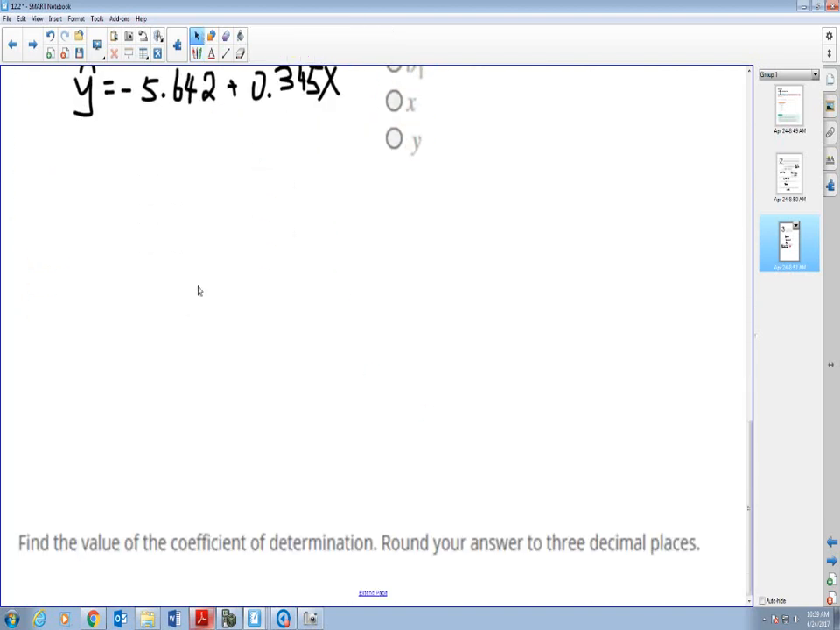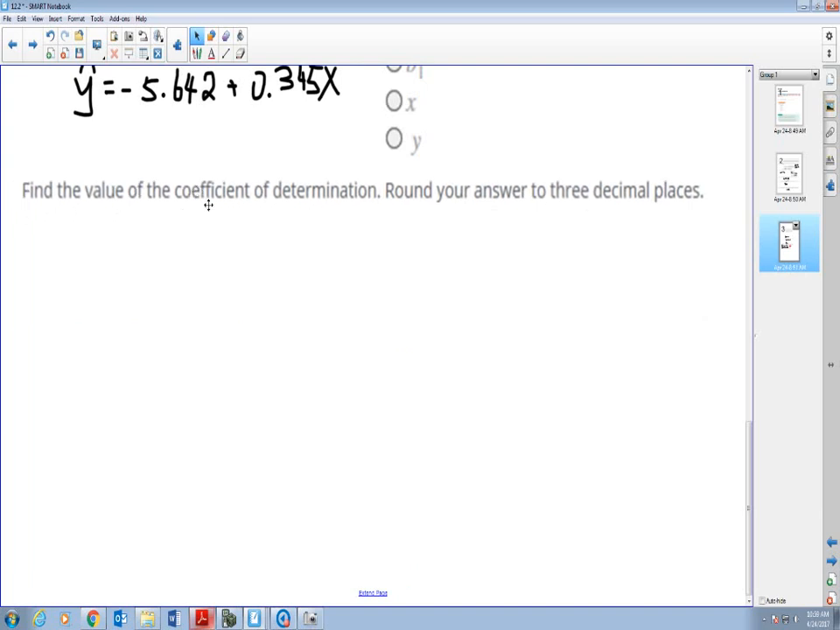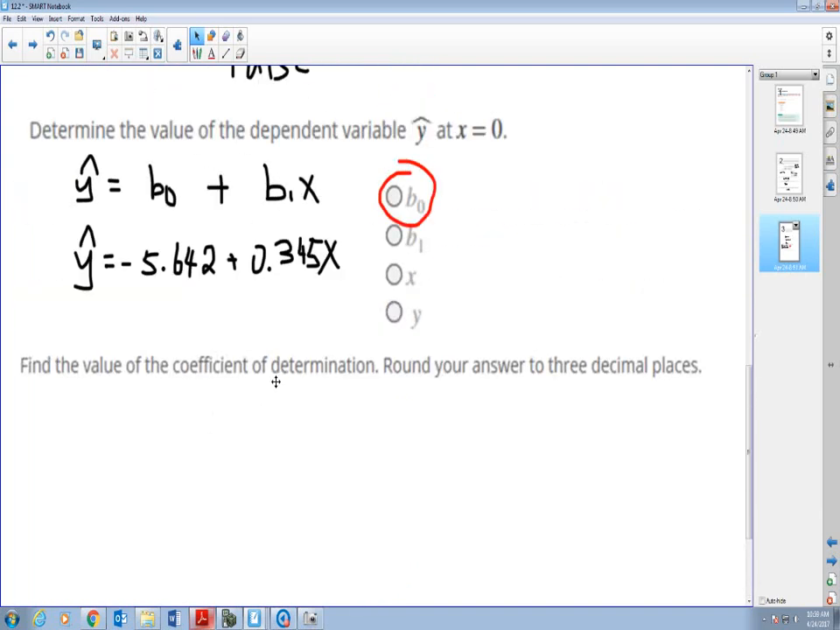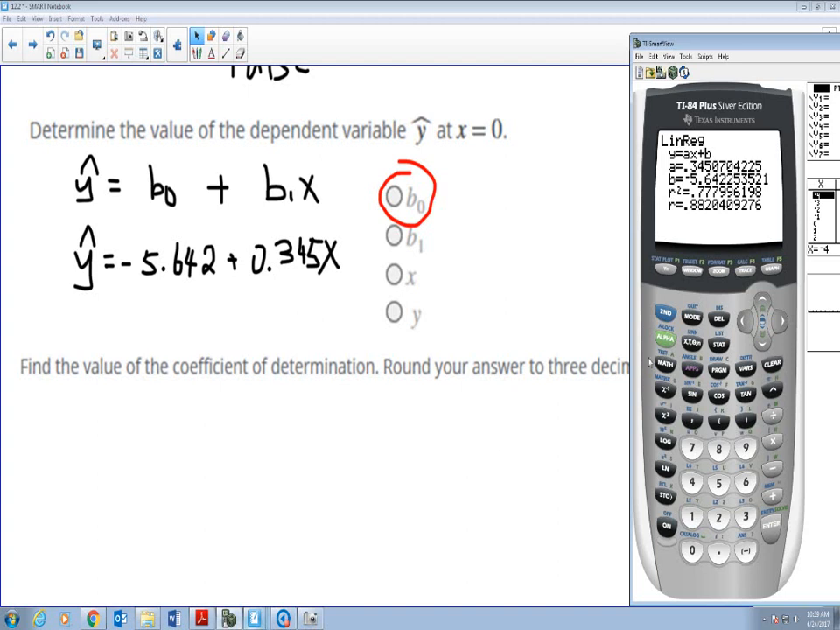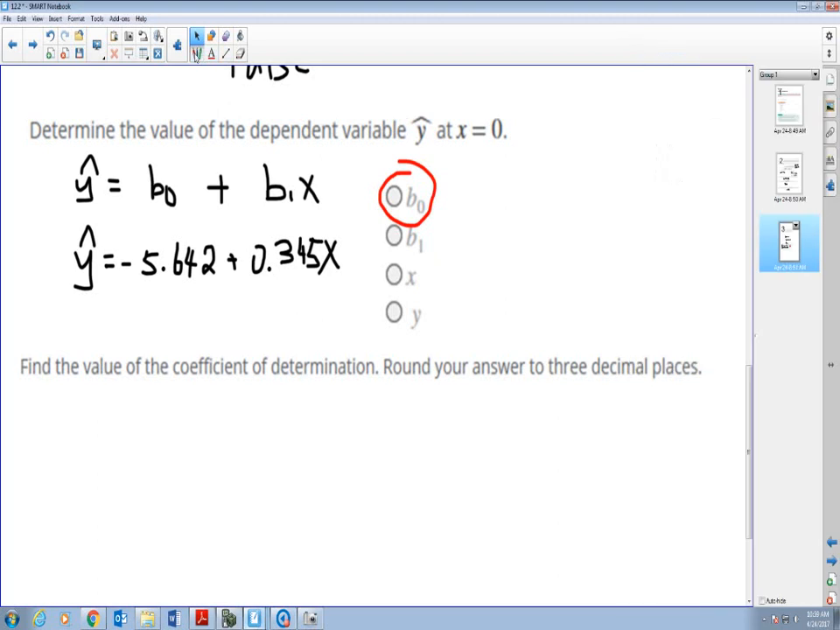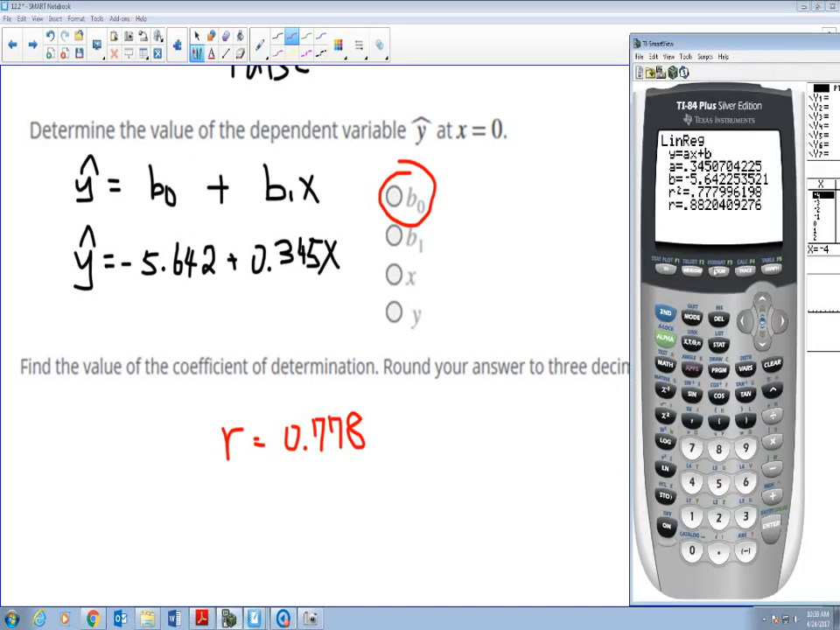Alright. Find the value of the coefficient of determination. So that's R squared. Sorry, R squared is 0.778. Just for extra measure, I'm going to do my regression real quick.